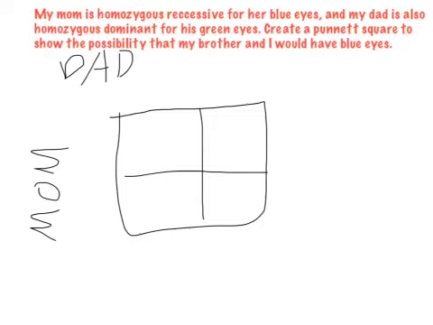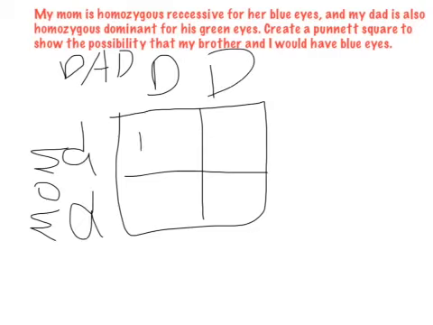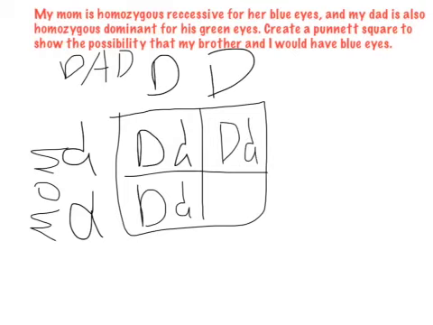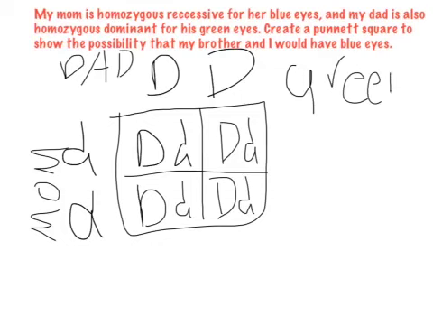My mom is homozygous recessive for her blue eyes, and my dad is homozygous dominant for his green eyes. So here there will be 100% chance that me and my brother will have green eyes.